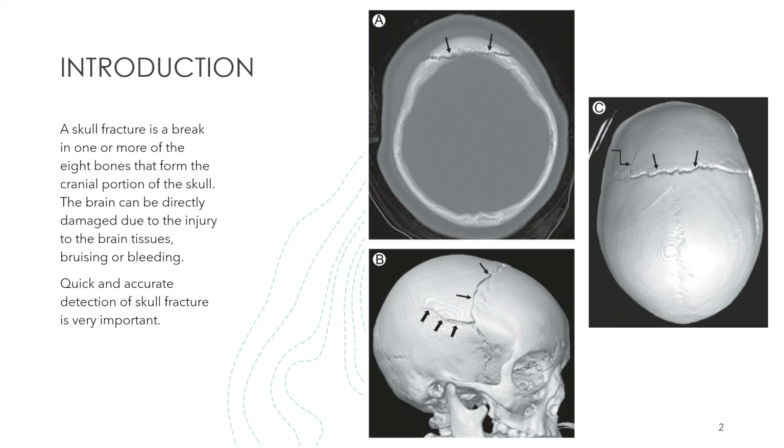So a skull fracture is a break in one or more of the 8 bones that form the cranial portion of the skull. This usually occurs due to severe head injury or head trauma. Skull fractures are often associated with traumatic injury to the brain. The brain can be directly damaged due to the injury to the brain tissues, bruising or bleeding. The indirect effects include blood clot, which can block blood flow to the brain cells or can cause intracranial pressure on the brain. These injuries can lead to life-threatening complications.